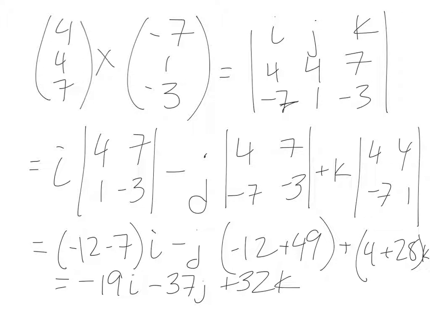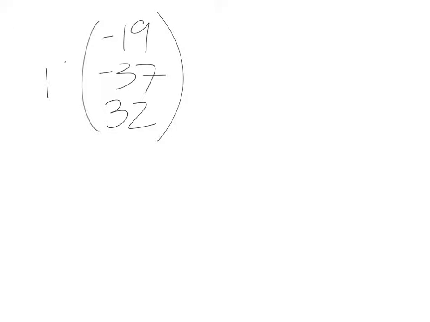So this vector, -19, -37, positive 32, is the normal vector. It was kind of gross, but we can multiply it by any scalar, and that would still be perpendicular to the plane.